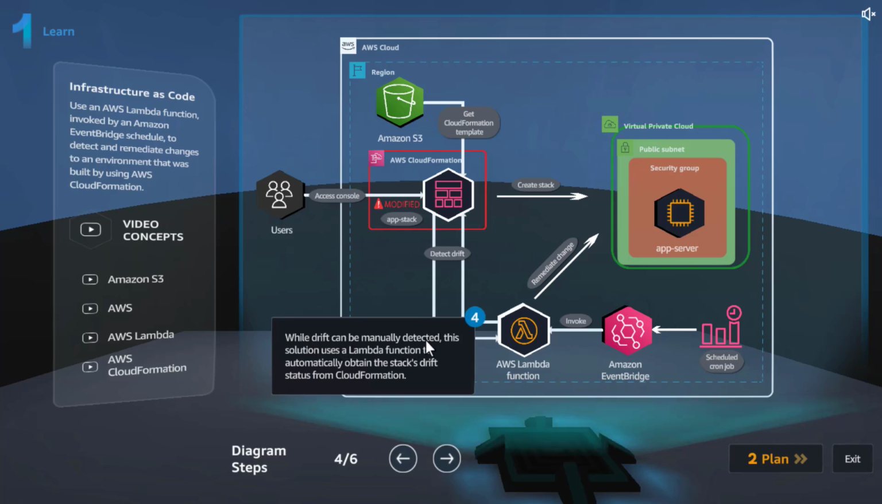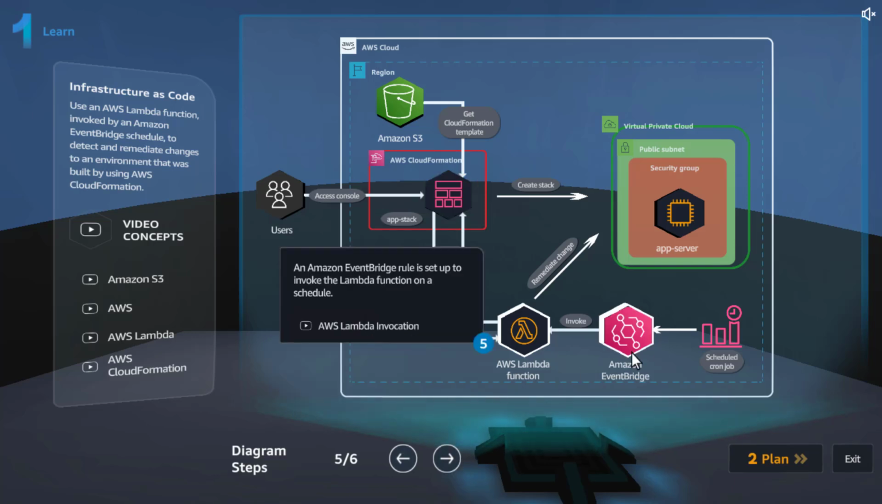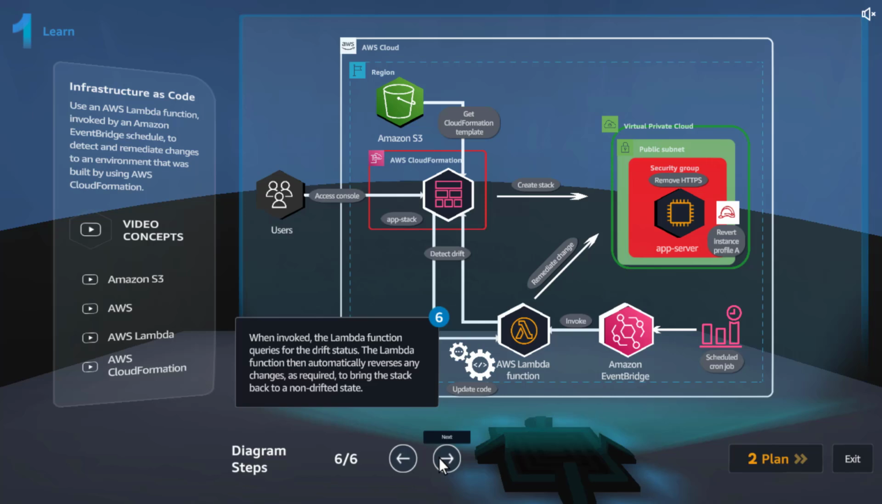While drift can be manually detected, this solution uses a Lambda function to automatically obtain the stack's drift status from CloudFormation. An Amazon EventBridge rule is set up to invoke the Lambda function on a schedule. When invoked, the Lambda function queries for the drift status. The Lambda function then automatically reverses any changes as required to bring the stack back to a non-drifted state.